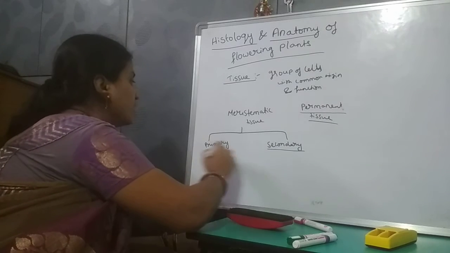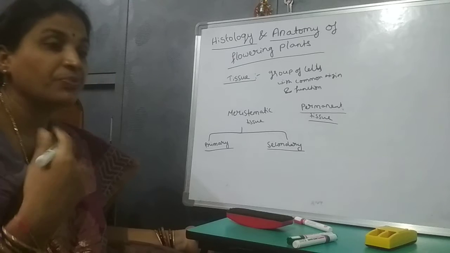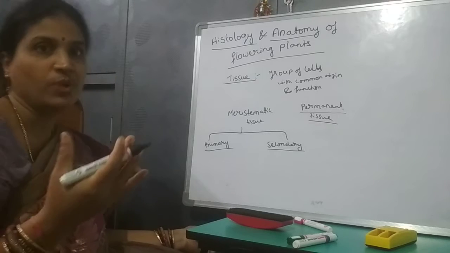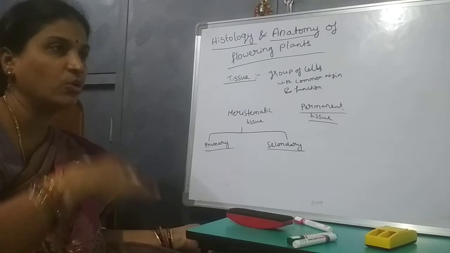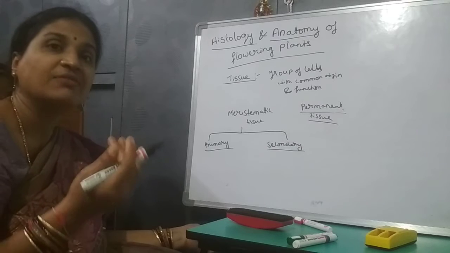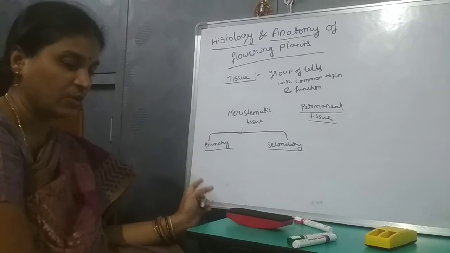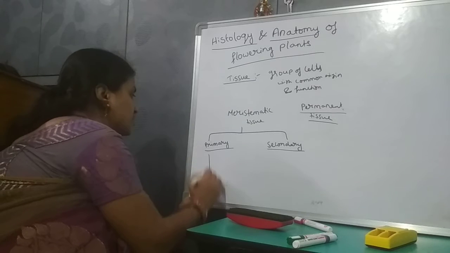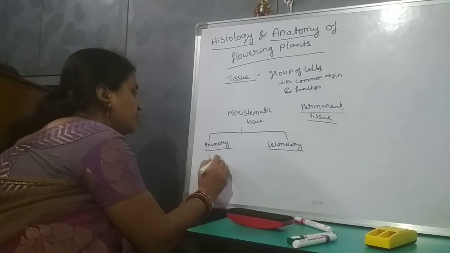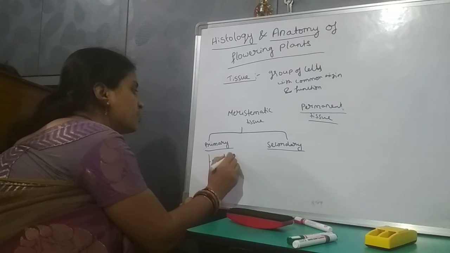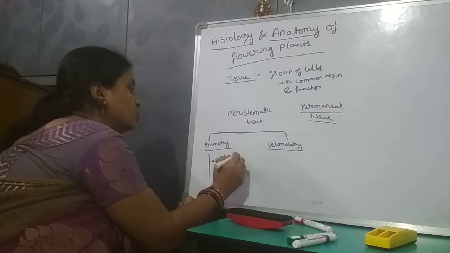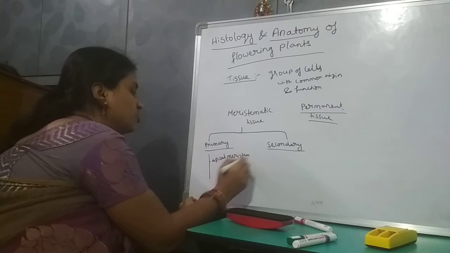Secondary meristems are present in the matured plant body, where all the parts are already developed. After that, they again form secondary structures. So we'll study in detail. These primary meristems are of two types. Apical meristem: apical meristems are those meristems which are present at the apex of the root or the stem.